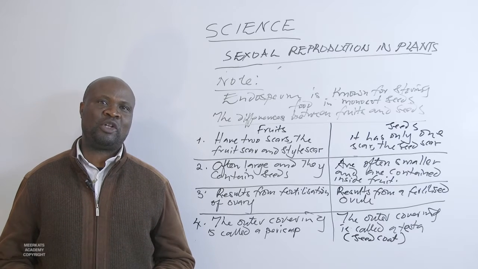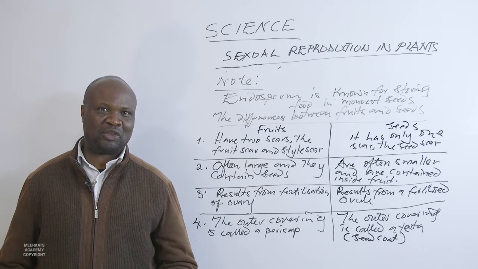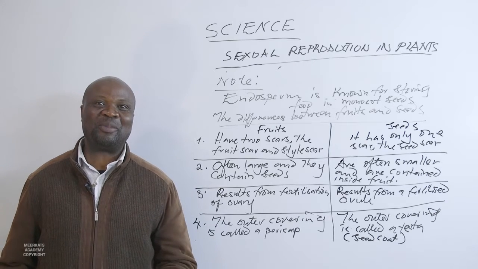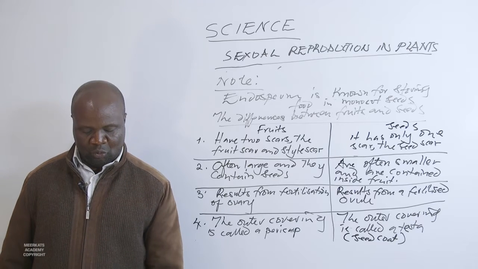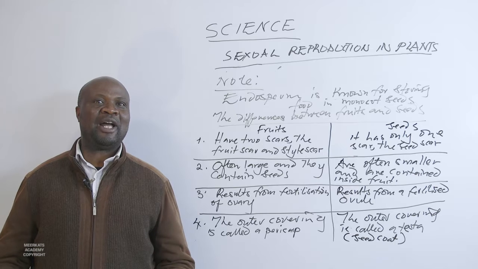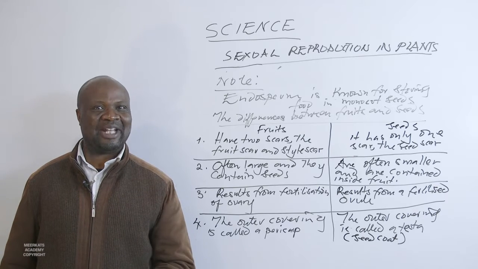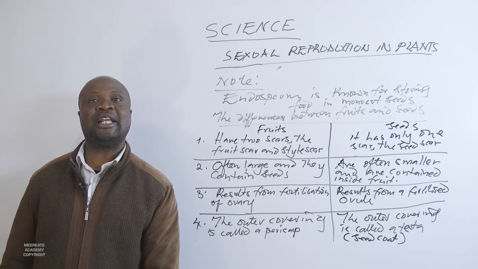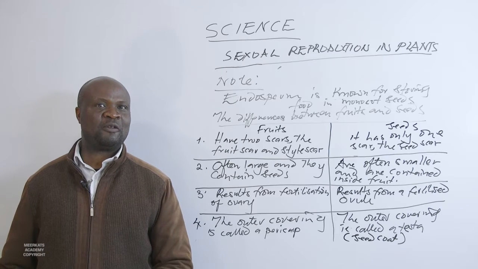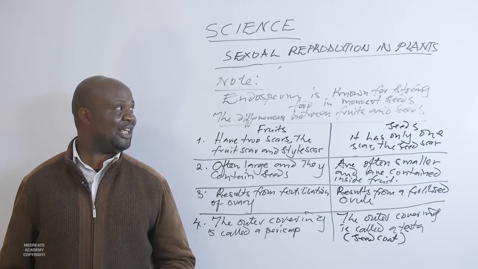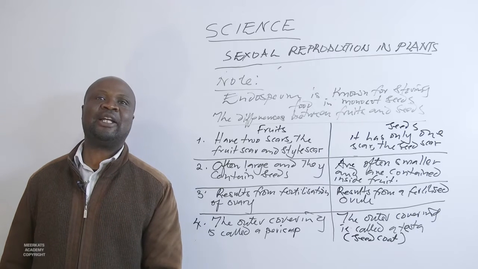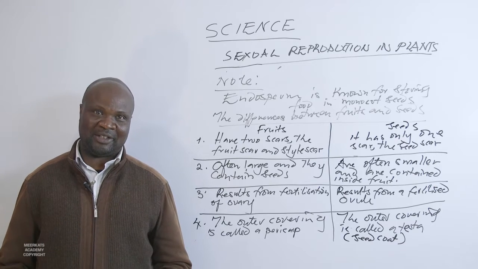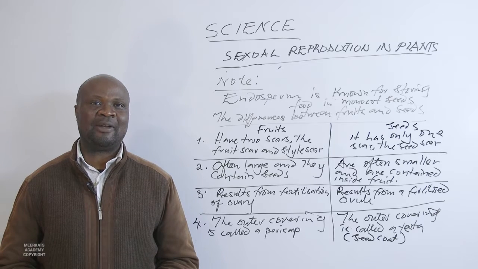Now, when we talk of seeds, how do seeds grow? When we talk of planting, you don't plant a fruit, you plant a seed. So when seeds are planted, they will undergo a particular process. They will germinate. What is germination? Germination is the growing of seeds into a new plant. And there are conditions that are necessary for germination to take place, and these conditions are worth mentioning.